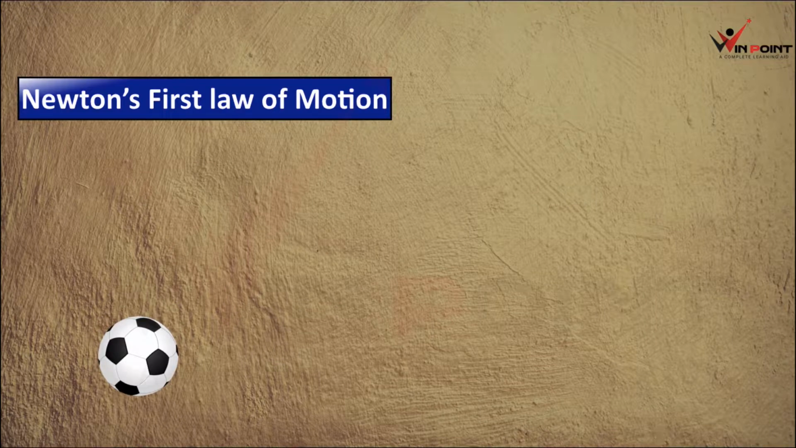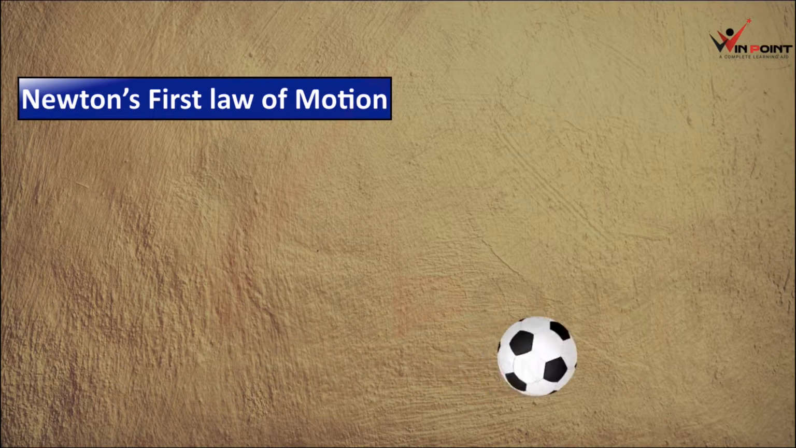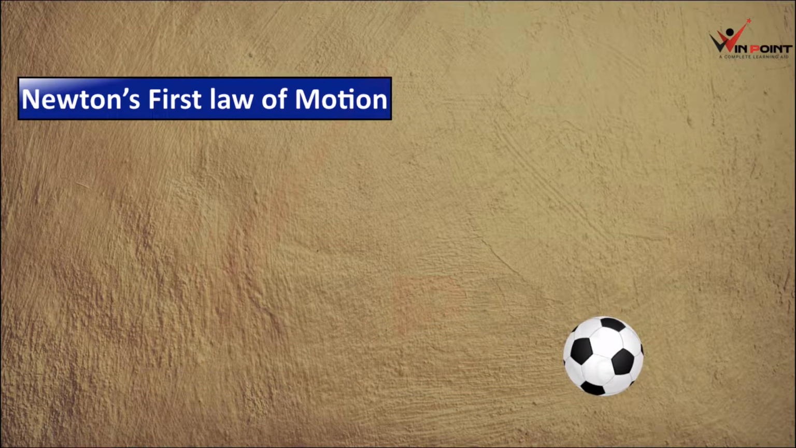We are going to consider a ball, and this ball is moving. We are applying a force on that ball, and because of that force it is moving. After some time the ball will stop. Now the ball is stopping. What is the reason for this? Why is the ball stopping?